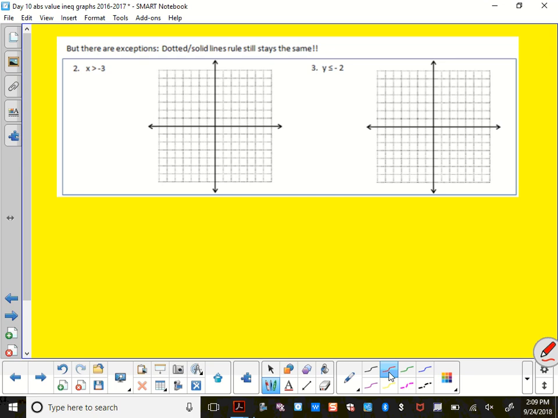But there are exceptions. Dotted versus solid lines rule. The rule still applies. Look at number 2. Remember BUHO and HOY from like Algebra 1? BUHO means vertical line, undefined slope, and x equals. So when I have an x, I think about BUHO. When I have a y, I think about HOY, because the H stands for horizontal, the O stands for zero slope.